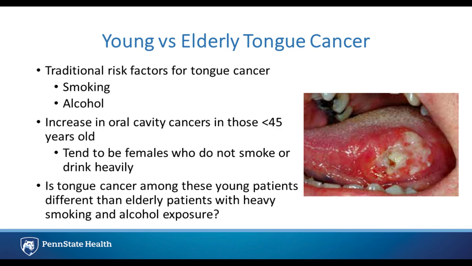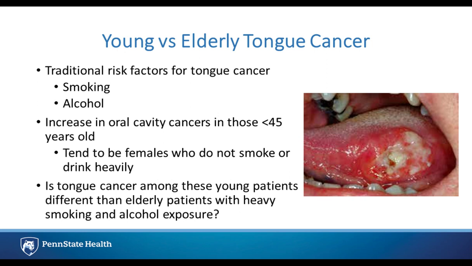Moving on now to tongue cancer. The traditional risk factors for tongue cancer, which is predominantly squamous cell carcinoma, include smoking and alcohol. And so because of this, patients tend to be a bit older, right in their 60s, 70s, and have long histories of smoking and drinking. However, it's been noted in the literature that there's an increase in oral cavity cancers, which include tongue, in those less than 45 years old.